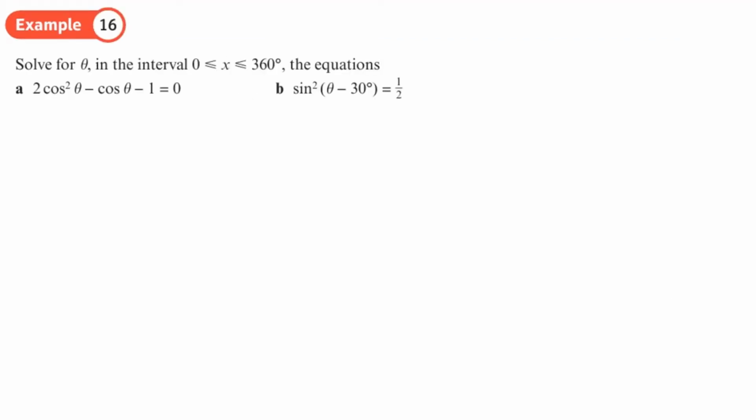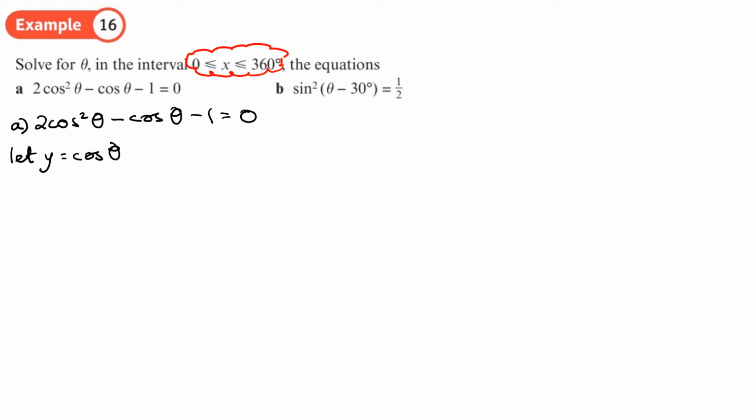Solve for theta in the interval 0 to 360, a popular one. The first one here, we have 2 cos squared theta minus cos theta minus 1 equals 0. Now, that's a quadratic. What some students do, they'll say let y equal cos theta. So that will give us 2y squared minus y minus 1 equals 0. We'll see if we can factorize that.